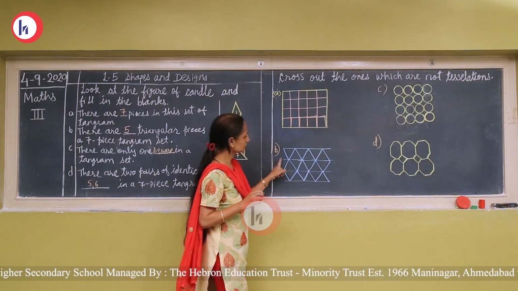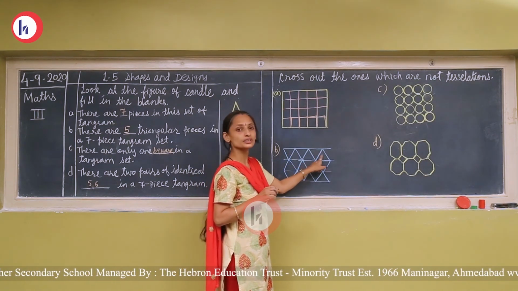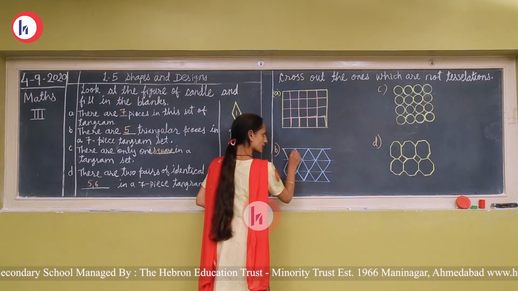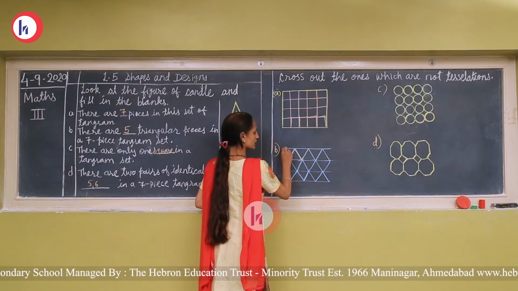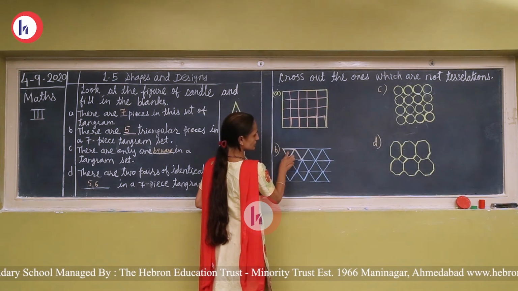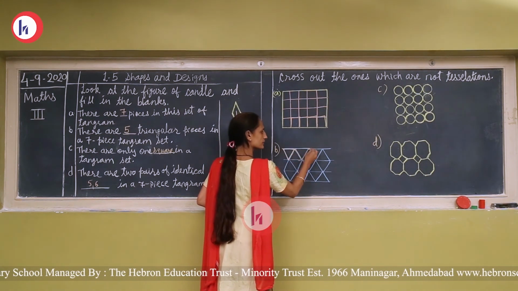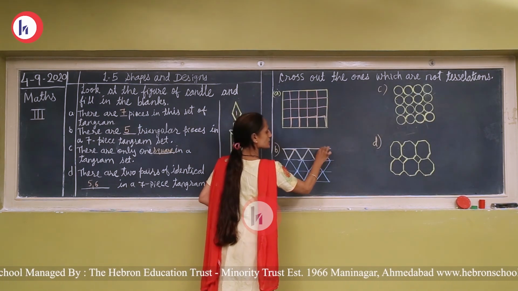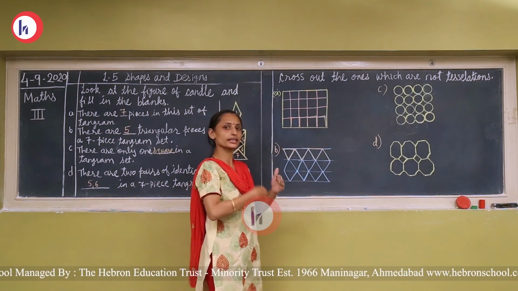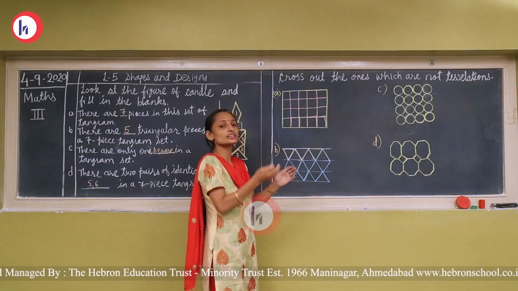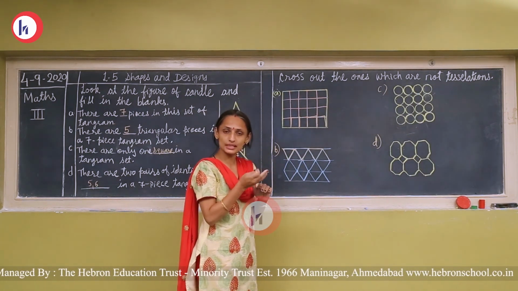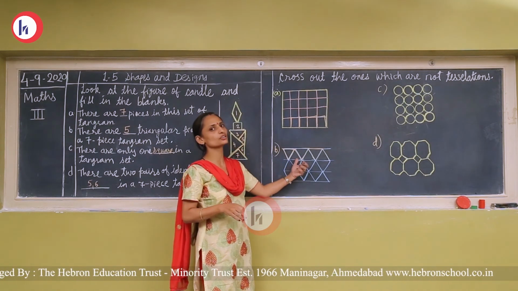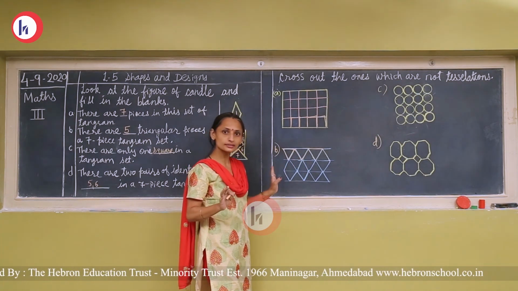Now next, which shape is used here? Triangle shape. Now we will check for triangle. See, one triangle, two triangle, and upside down here also it is a triangle, triangle, triangle. See, in this pattern these triangle shapes are used again and again without gap and without overlapping. Overlapping means one on top of another. No, here there is no overlapping and there is no gap either.